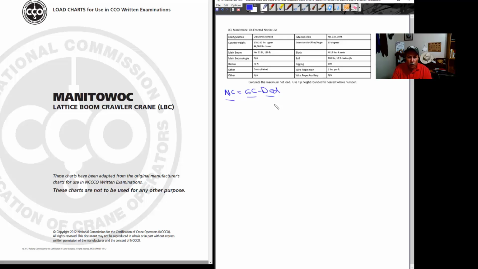Okay, we write out our formula. Then we draw out the crane configuration with a diagonal line representing the length of the main boom and a horizontal line representing the length of the radius. The main boom length in our data table is 130 feet. Go ahead and label that. Our radius is 70 feet. Go ahead and label that.